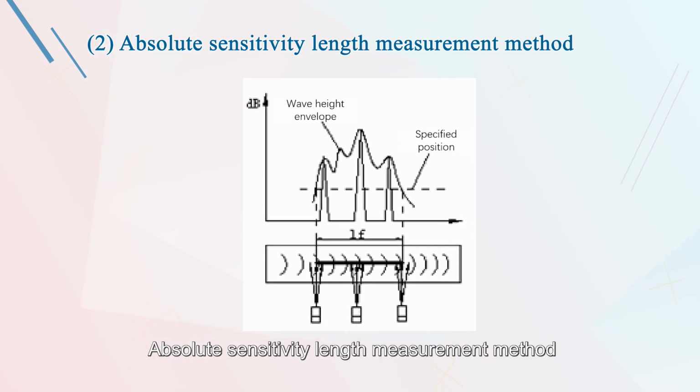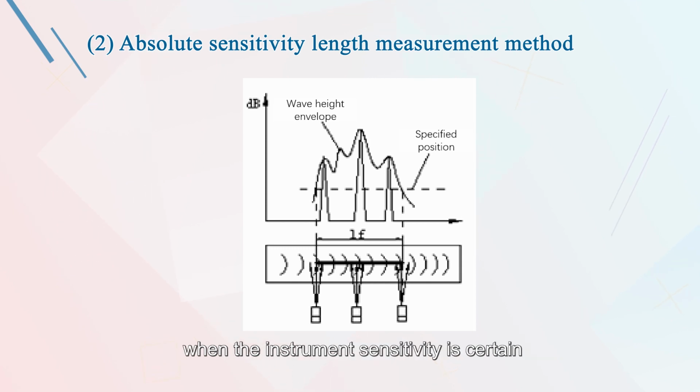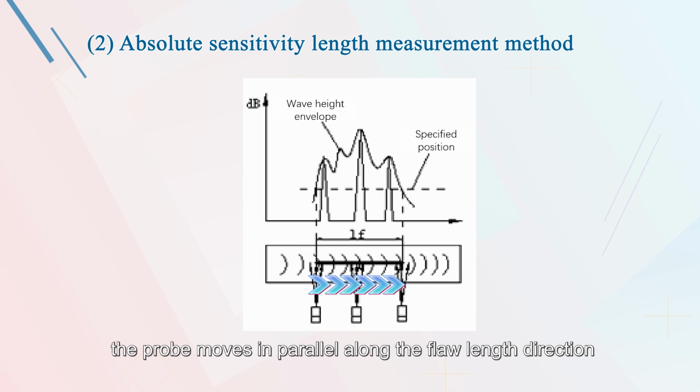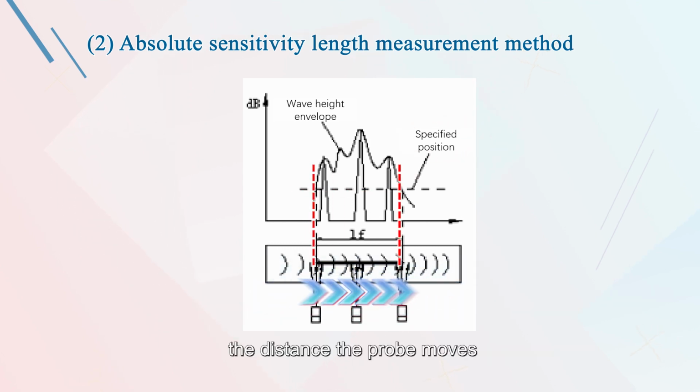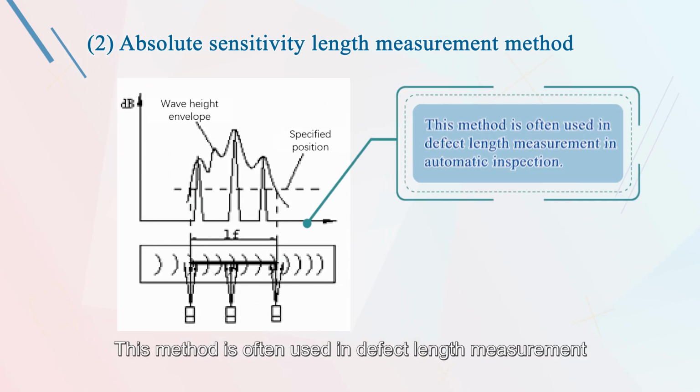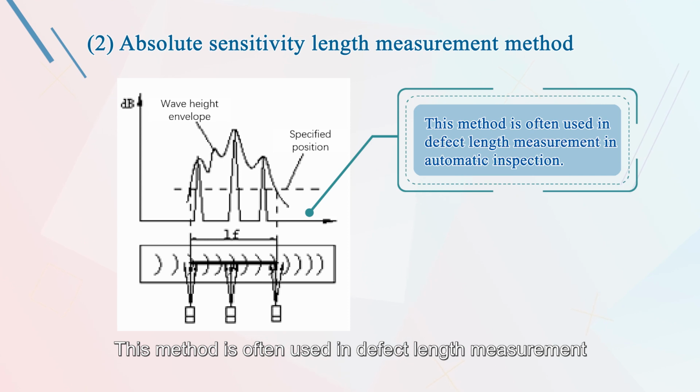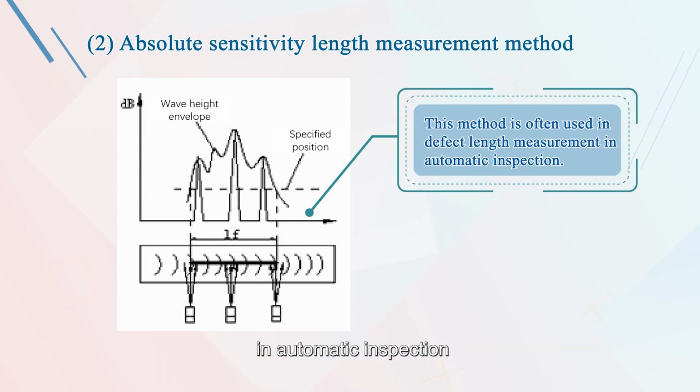Absolute sensitivity length measurement method. When the instrument sensitivity is certain, the probe moves in parallel along the defect length direction. When the defect wave height drops to the specified position, the distance the probe moves is the indicated length of the defect. This method is often used in defect length measurement in automatic inspection.